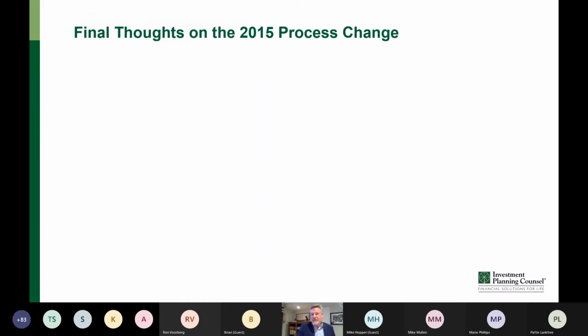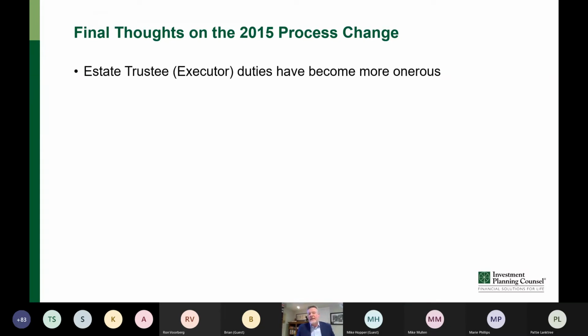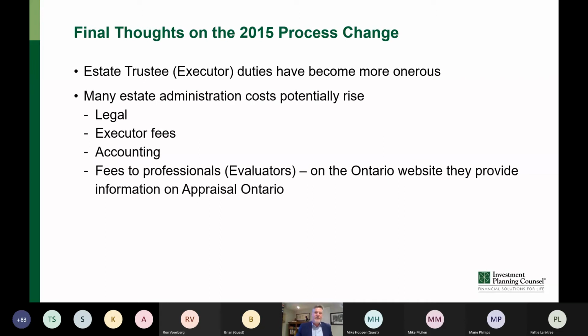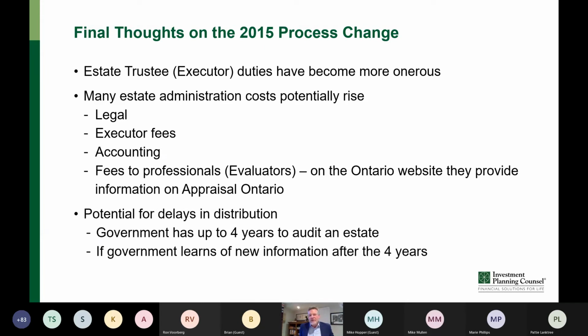So, final thoughts on this process. Executor duties, or estate trustee duties, have become a little bit more onerous. There have been a number of additional administrative costs with respect to legal and executor fees, because it's taking a little bit more time, a few more people to talk to, a few more forms to fill out. There's accounting. And again, as I mentioned, you now have to get professional evaluators to audit your estate and appraise that. Now, this could lead to some potential delays.